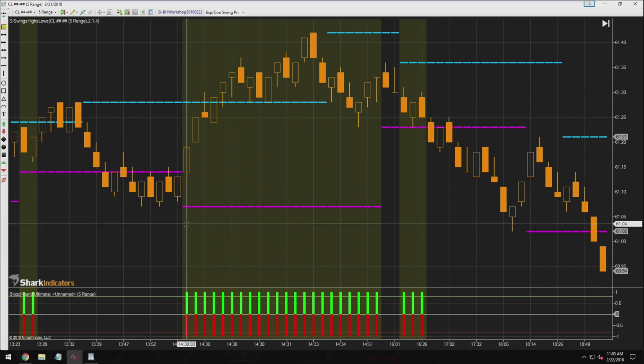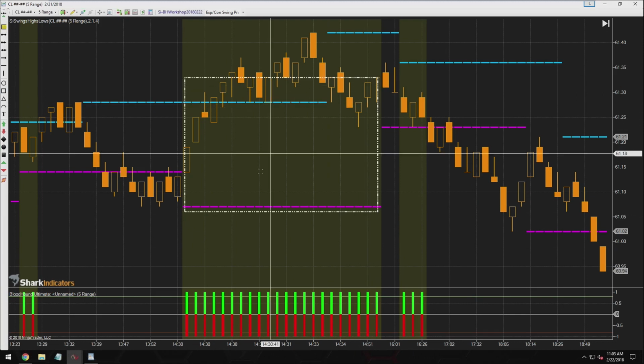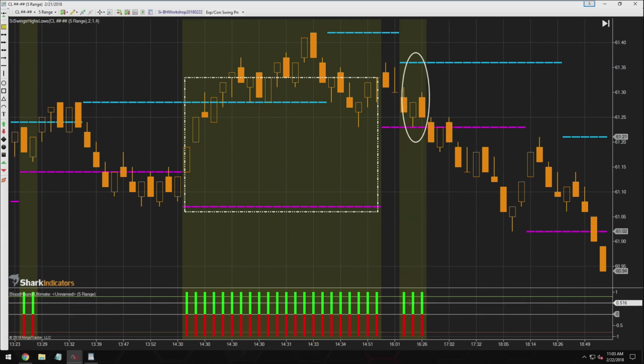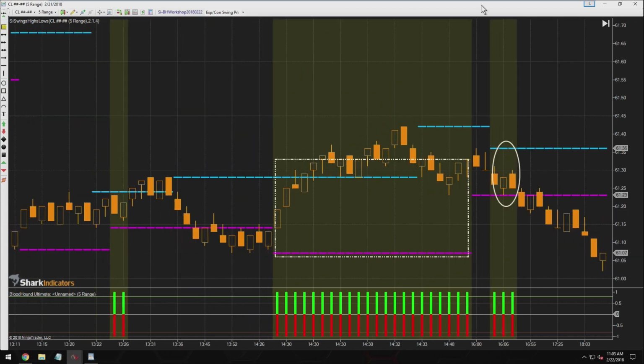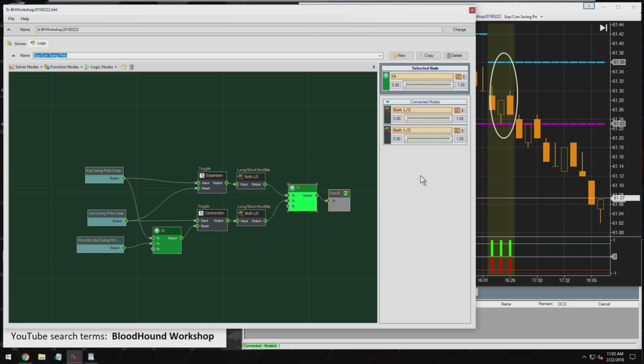So yeah, actually this is a perfect classic example here. This is expansion, but this is identifying contraction. And if we look at BloodHound, how do you tell the difference? They both look exactly the same. So what we can do is with the OR node, here's a perfect situation where we can actually use the sliders.